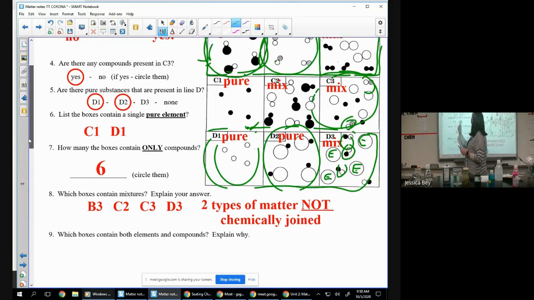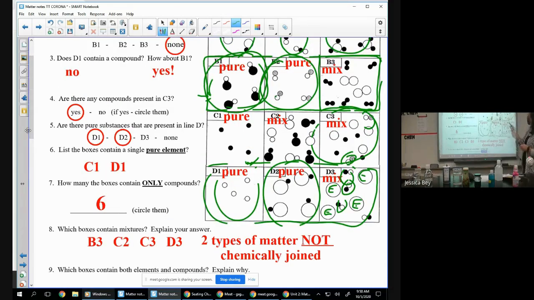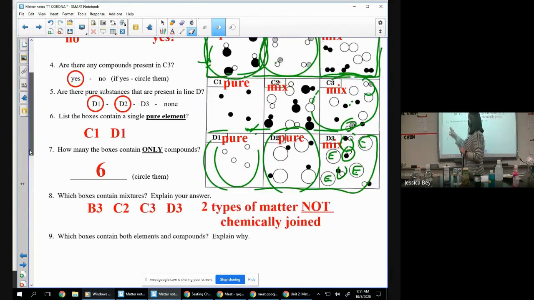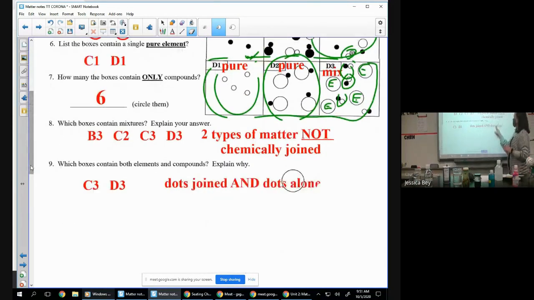Let's go back up here. And C3 also has single elements and compounds as well. Okay, I can put it up there so everyone feels good. Dots joined and dots alone.